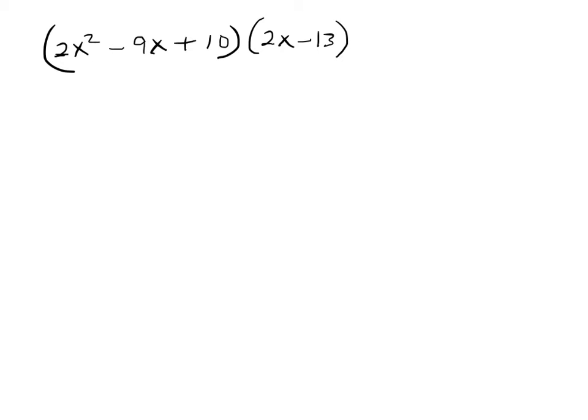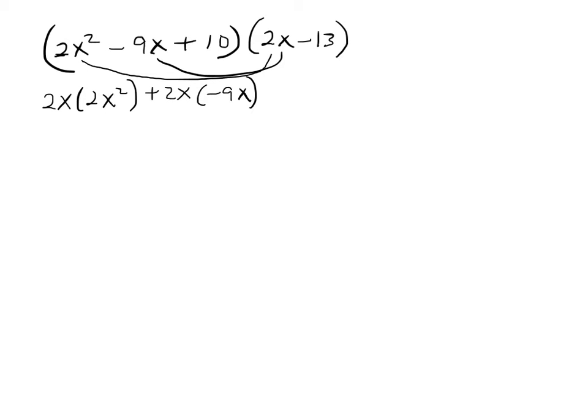Okay, the next step is to take my trinomial 2x squared minus 9x plus 10 times my last factor, which is 2x minus 13. In order to do this, I'm going to distribute. So I'm going to first take the 2x here times everything in this first parenthesis. So I'm going to take 2x times 2x squared, 2x times negative 9x, and 2x times 10.